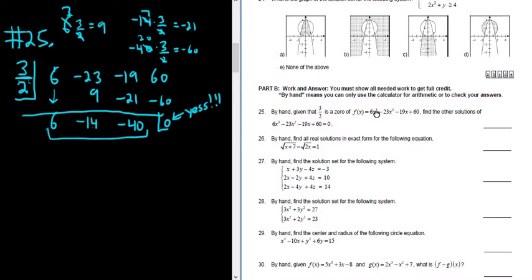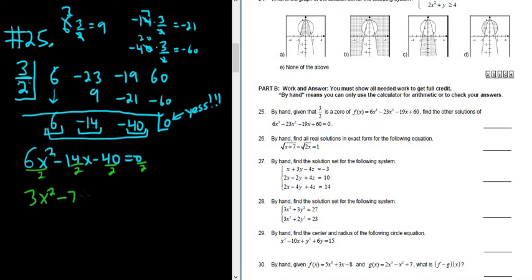This is degree 3, so you always start at 1 less. Because it's a 3, we start at 2. So 6x squared minus 14x minus 40 equals 0. We're getting that from here. It looks like everything here is divisible by 2, so to make it easier, I'm going to divide everything by 2. This is 3x squared minus 7x minus 20 equals 0.